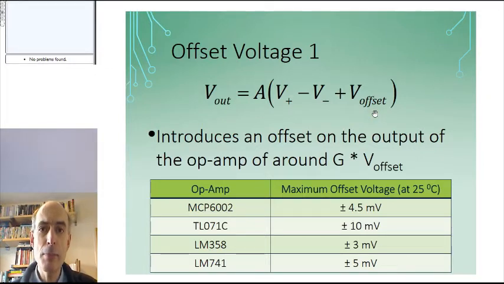And as you can see in the table of typical values of the op-amps that we've been considering so far, offset voltage tends to be around a few millivolts. The effect that it has on an op-amp circuit depends on the gain. The offset voltage is likely to produce an offset in the output of the op-amp of around about the offset voltage times the gain of that amplifier.